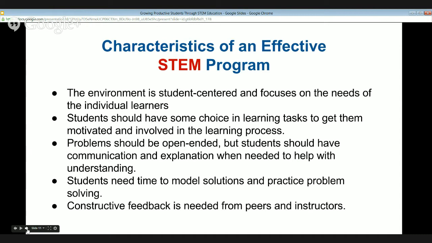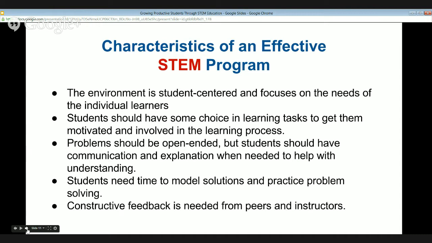The important thing is that problems need to be open-ended. It shouldn't be something where students have to do one particular task to be able to solve the problem. There should be good communication and explanation when needed to help with understanding, but it shouldn't be so limited that it tells the kids, step one, do this, step two, do this, and so on, like our old-time cookie cutter labs that we have done in science for a long time.